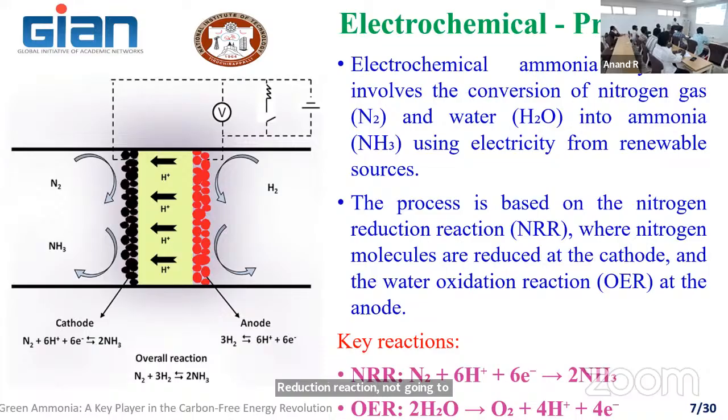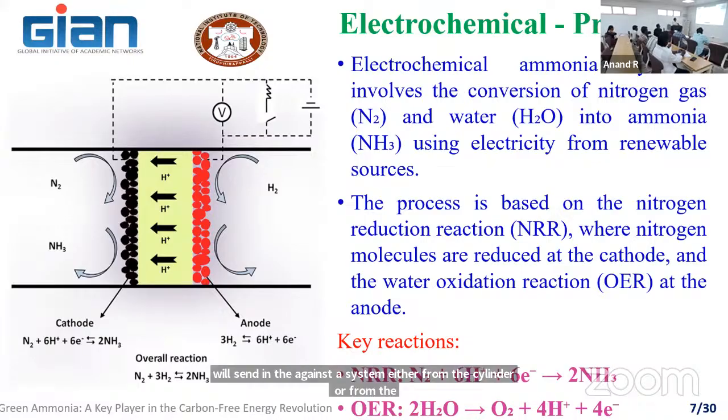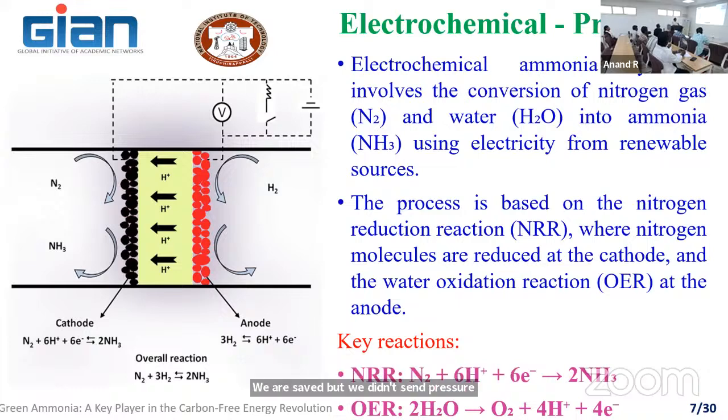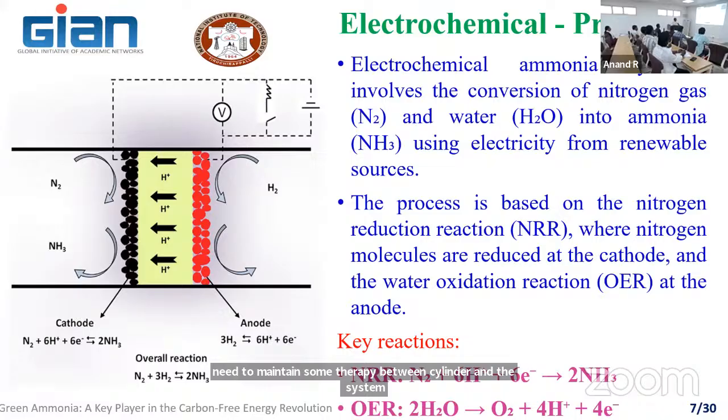So here the nitrogen will be sent into the system either from the cylinder or from the PSA. But we need a desired pressure to ensure that the nitrogen reaches the system. So normally what they are doing is separating out the nitrogen and oxygen from the air. Nitrogen is compressed to some pressure in the cylinder. Then whenever the nitrogen is needed for producing ammonia, you need to maintain some pressure difference between the cylinder and the system. So no electricity is going to flow into the system. Okay.